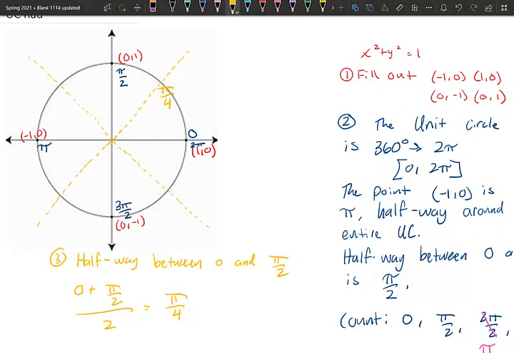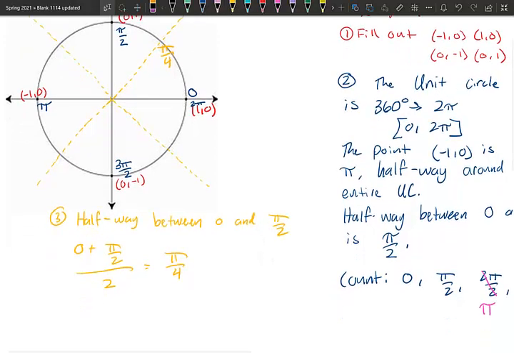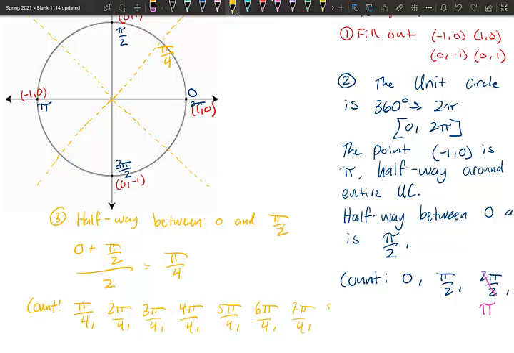And again, we're just going to count until we get to 2 pi. So we start at pi over 4, then 2 pi over 4, 3 pi over 4, 4 pi over 4, 5 pi over 4, 6 pi over 4, 7 pi over 4, 8 pi over 4. We stop there because 8 divided by 4 is 2.